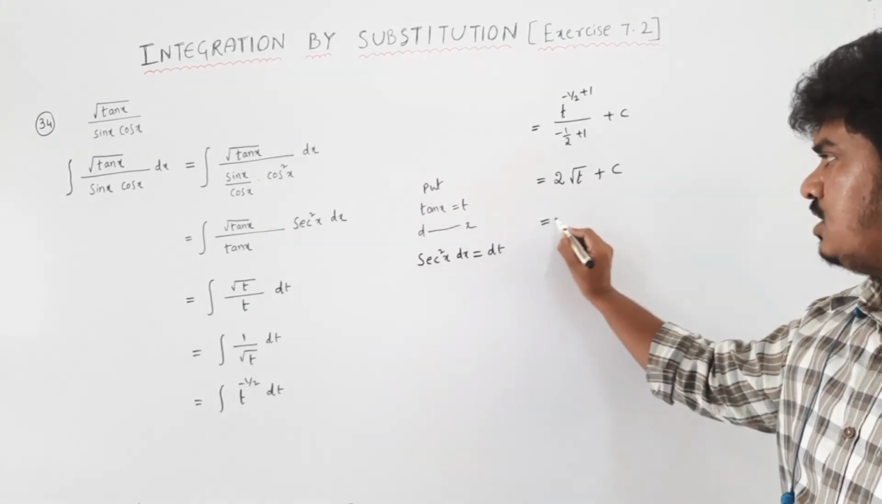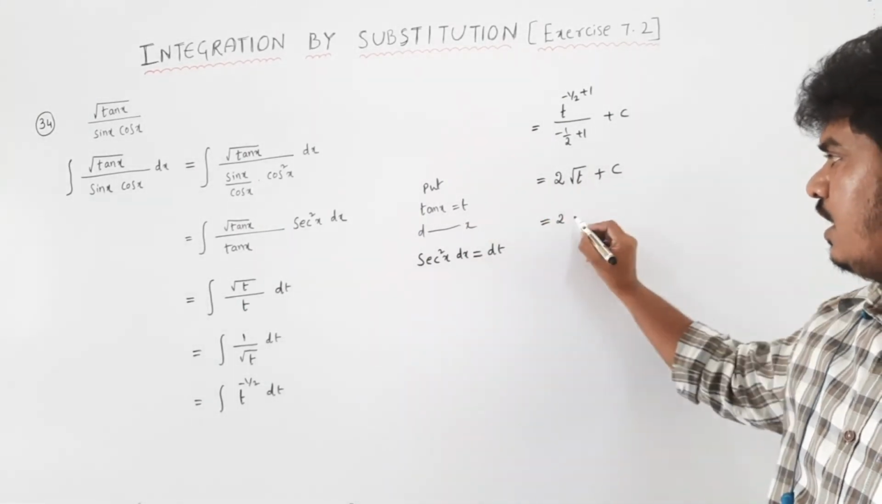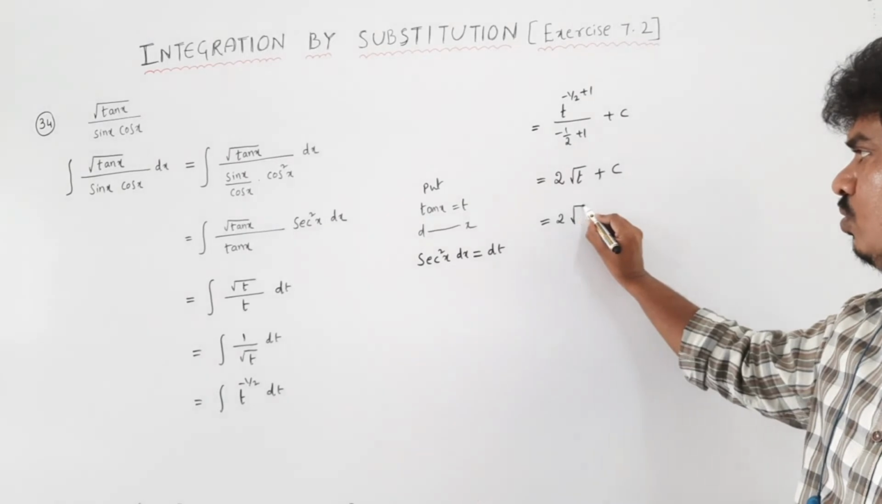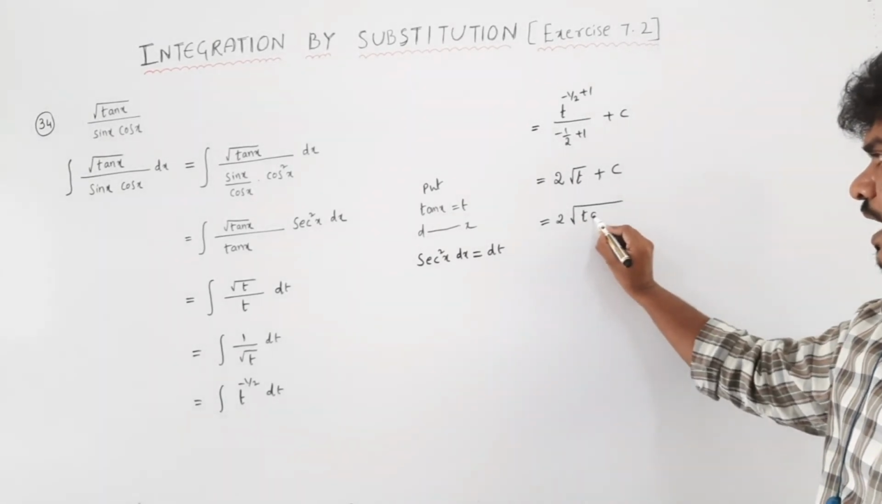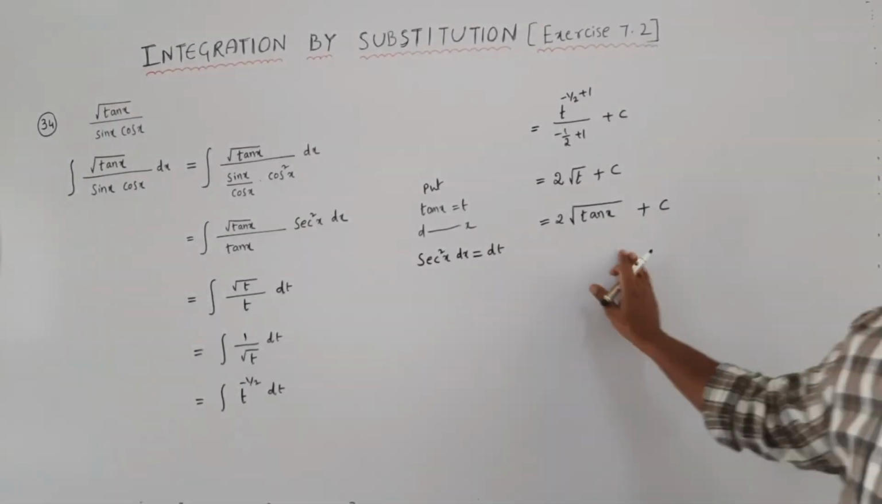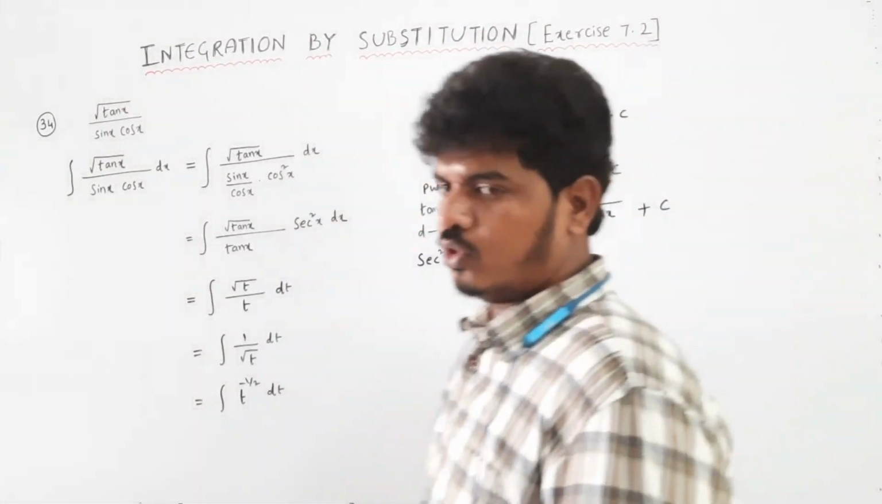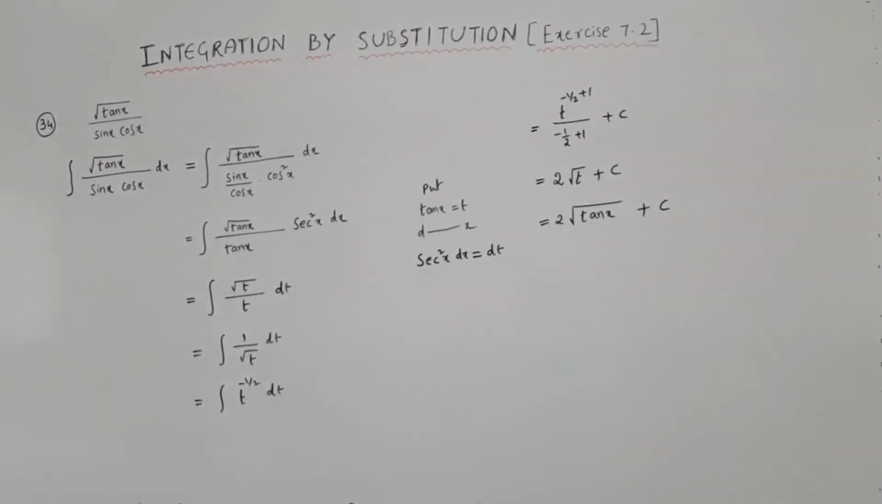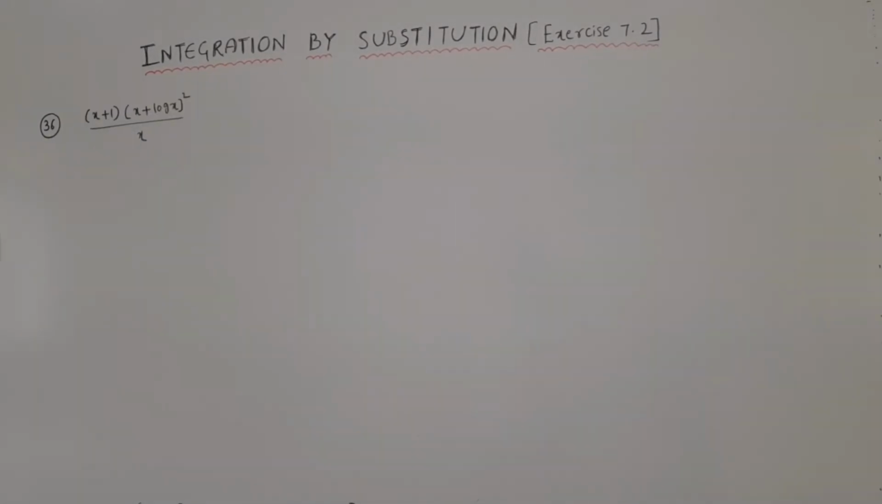Here t means tan x. So 2 root over tan x plus c. It is the answer of that 34. Next, 36.